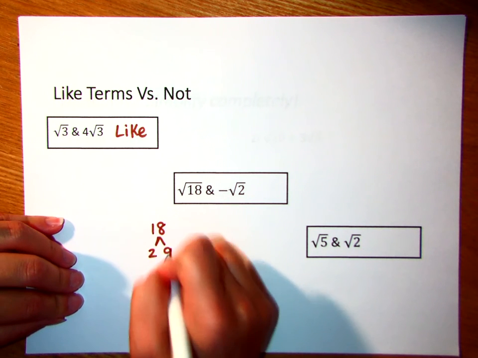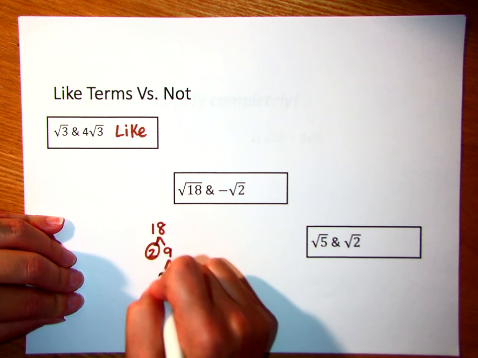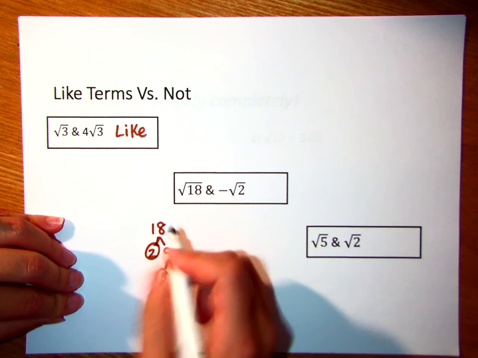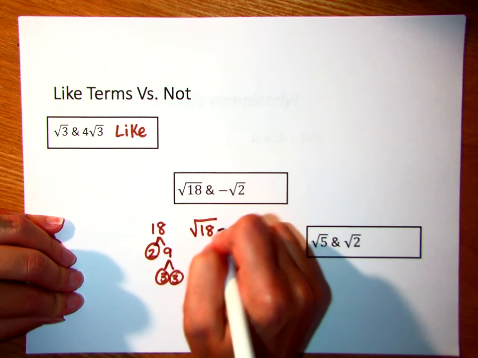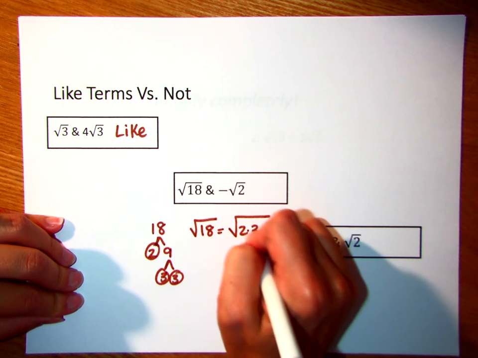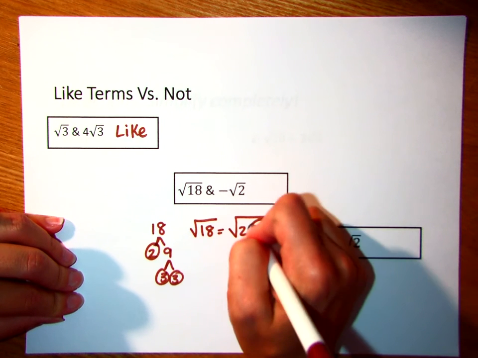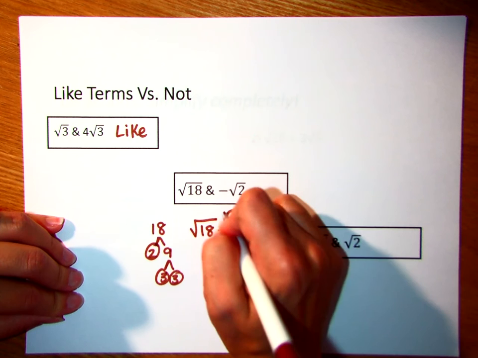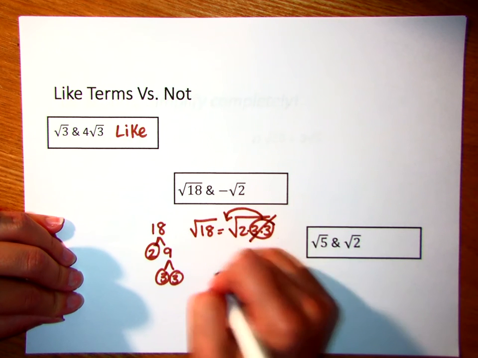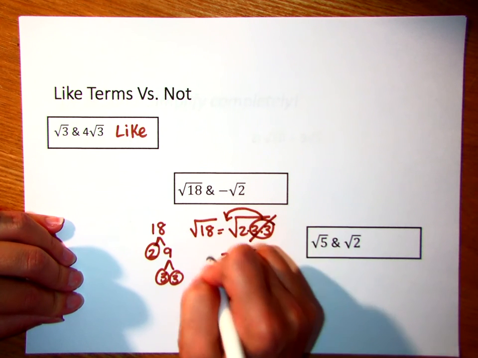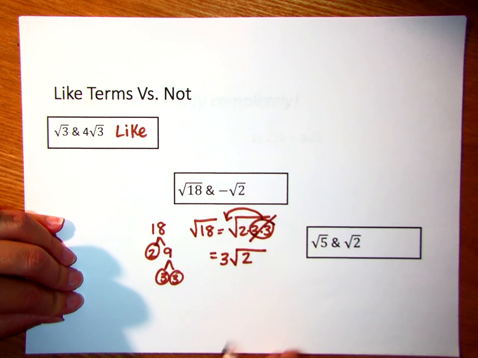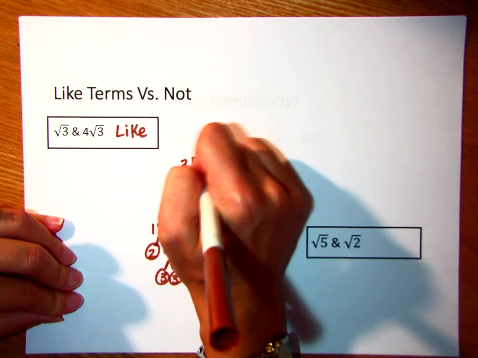Well, 2 times 9 is 18, and then 3 times 3 is 9. So when we simplify the square root of 18, that's going to equal 2 times 3 times 3. Here's a twin. Remember, we get to pull it out, and you only get to keep one of them on the outside, and on the inside, that 2 is left. So what are we looking at? Well, really, we could say that the square root of 18 is the same as 3 square root of 2.